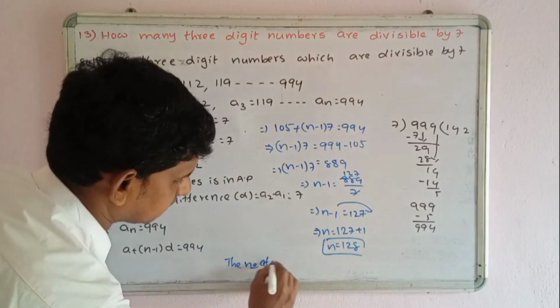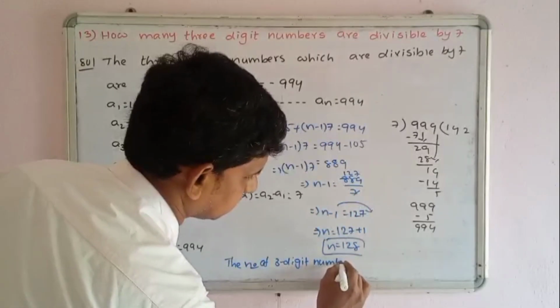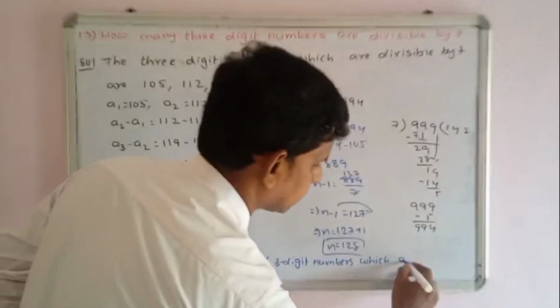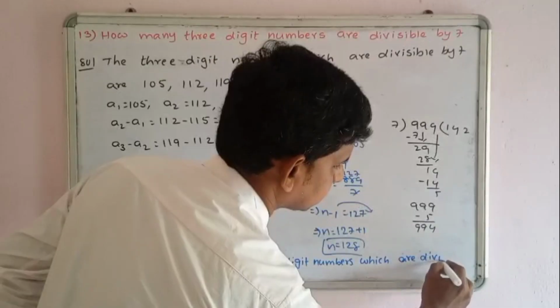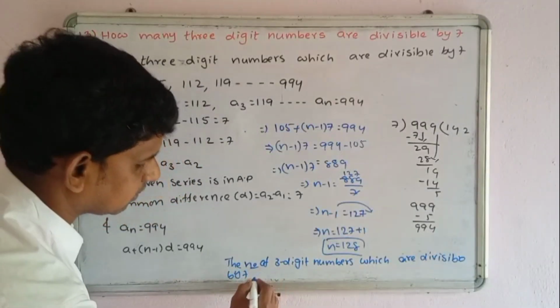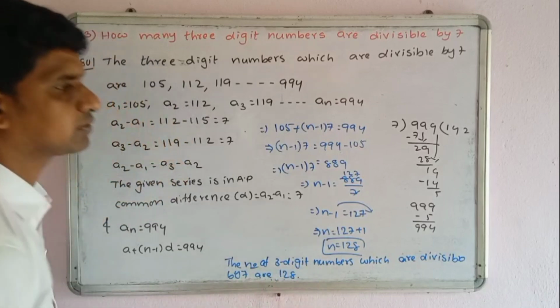The number of 3-digit numbers which are divisible by 7 are, how many are there? 128.